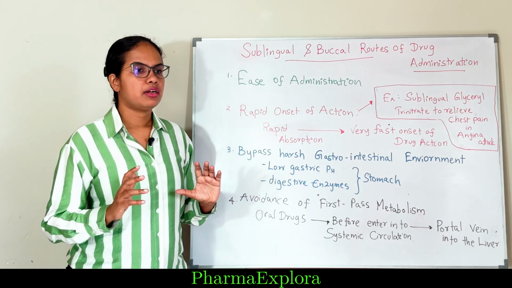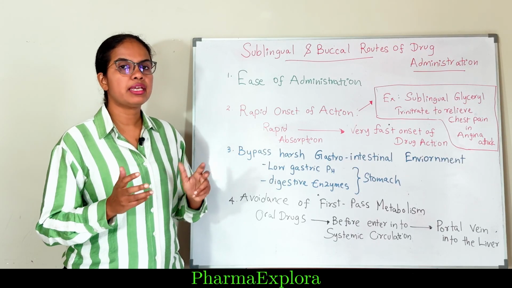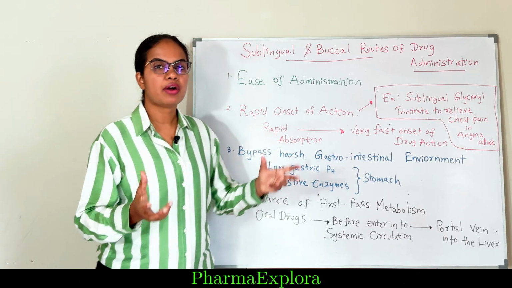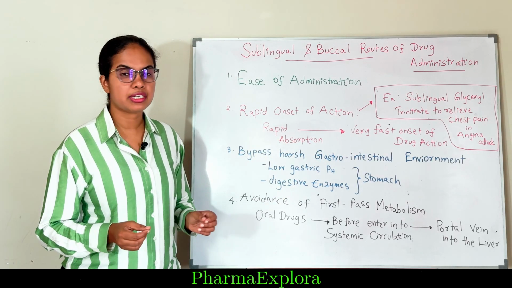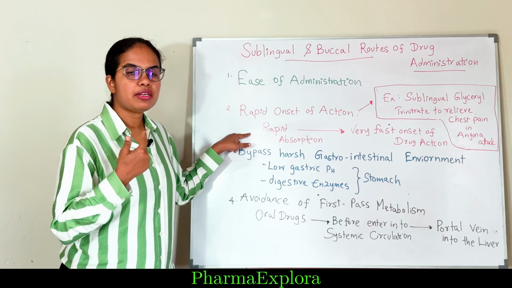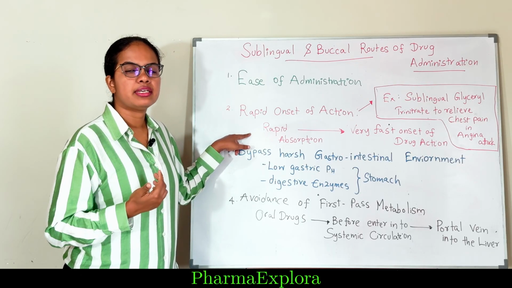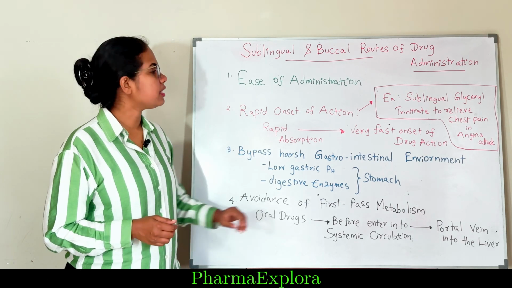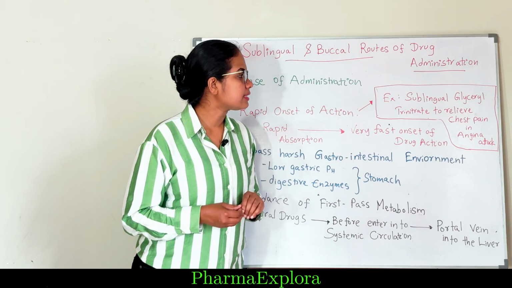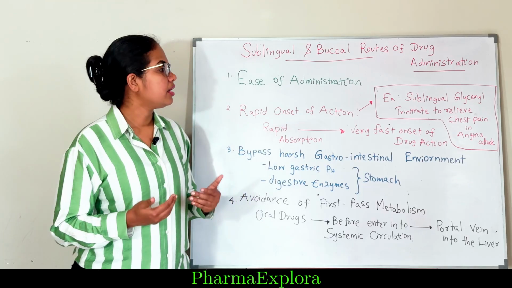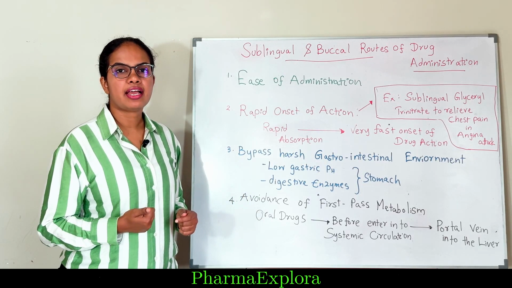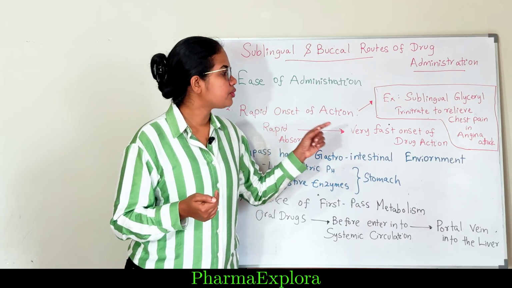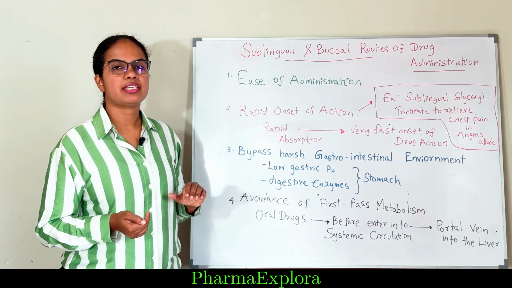The onset of action means how quickly your drug starts to work. So, here we have a very fast, rapid onset of action. Why? Because of the rapid absorption through the mucosal capillaries. One good example is sublingual glyceryl trinitrate to relieve chest pain in an angina attack.